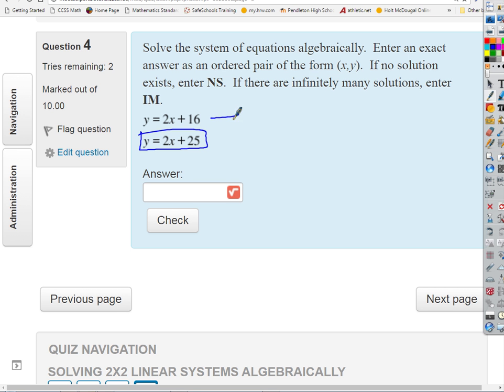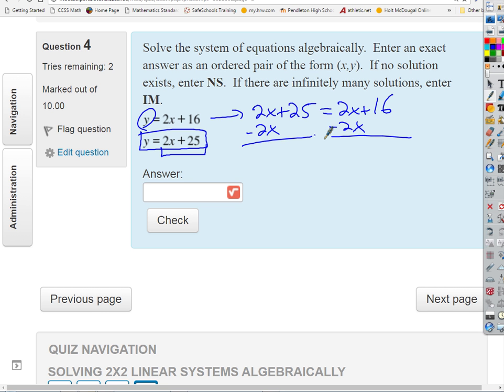So that means in the top equation, where I used to have a y, I'm going to substitute 2x plus 25. So that gives me 2x plus 25 as my y value equals 2x plus 16 when I make the substitution. If I subtract 2x from both sides, I end up with the answer 25 equals 16, which is nonsense. That's never true. And so that would be the case where there are no solutions. The lines are parallel. And so in Moodle, we would just input NS.